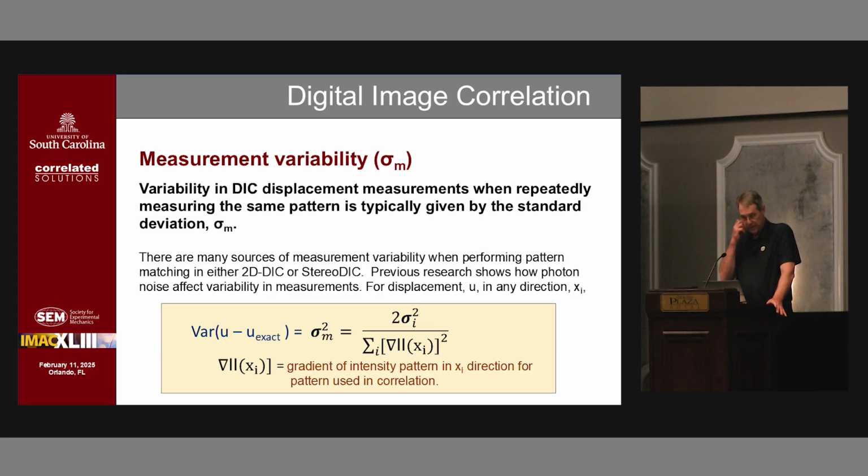Here's the equation at the bottom. The variability in displacement is directly proportional to, in this case, this is the variance, the mean square of the measurement standard deviation, that is the displacement minus the exact value, is twice the standard deviation squared in the noise in the camera, divided by a very important term. It's a summation of the gradients squared within the subset.